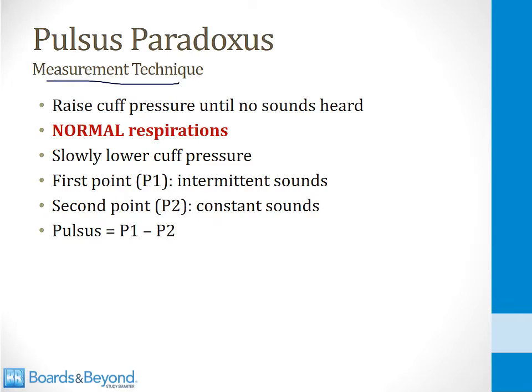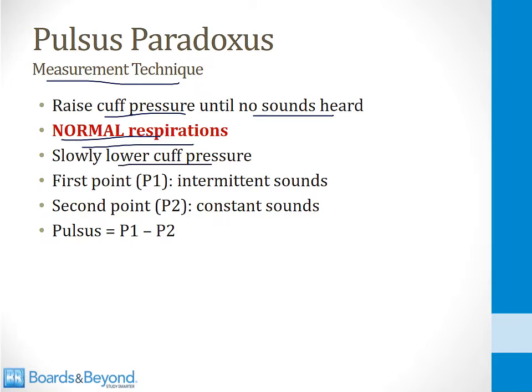You begin by putting the blood pressure cuff on the patient the way you normally would to measure the blood pressure, and placing your stethoscope in the antecubital fossa in the normal fashion. You then raise the cuff pressure until you hear no Korotkoff sounds. Importantly, the patient should be breathing normally. Do not ask the patient to take in a deep breath or do anything unusual. Their respiratory pattern should be completely normal.